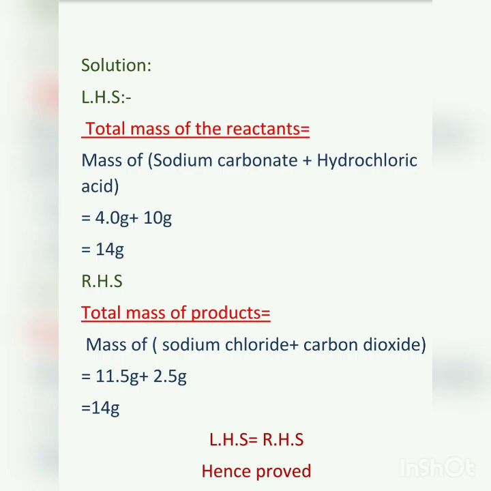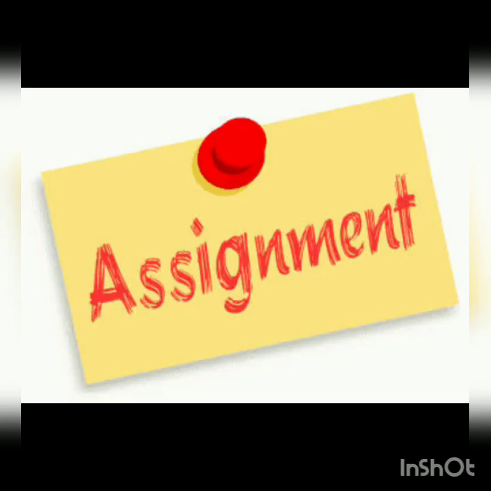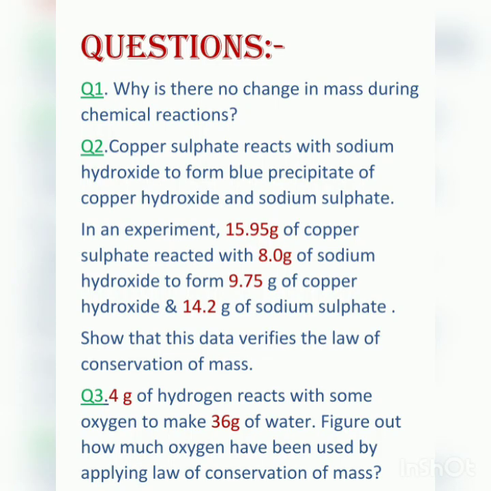I hope you have understood both types of numericals. So on the basis of today's revision, I have given you some questions. The first question is, why is there no change in mass during a chemical reaction? Try to find out the answer for this question. I have already explained it to you in conservation of mass.